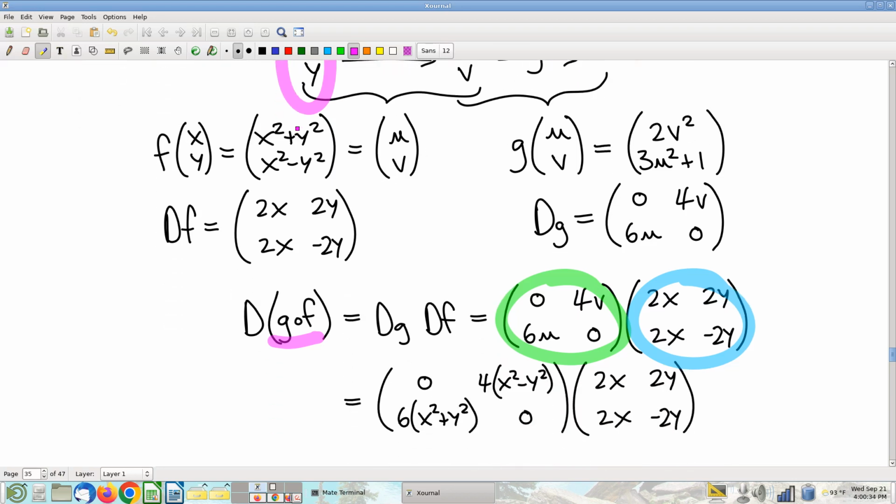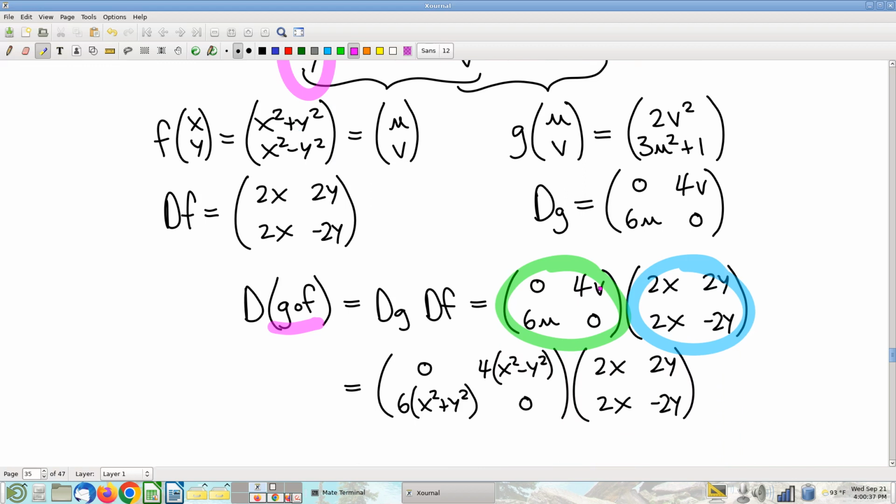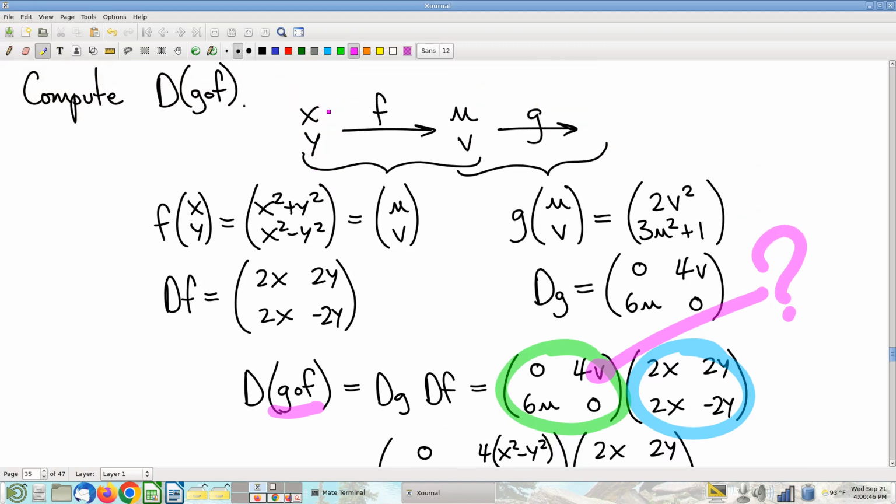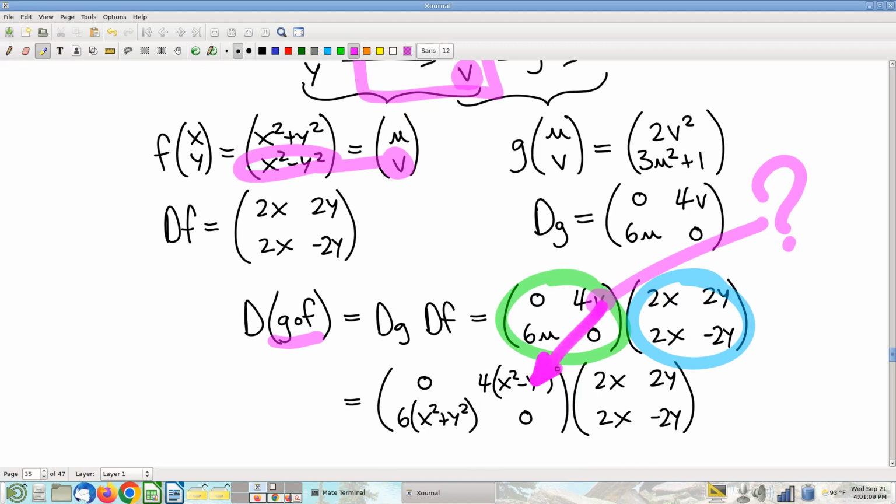And that means I'm going to have to figure out how to write V in terms of X and Y. Where am I going to get V as a function of X and Y? Well, don't forget what the diagram tells you. V, being the second input to the G function, is also the second output from the F function. And there it is. V is X squared minus Y squared. Does that make sense to everybody?